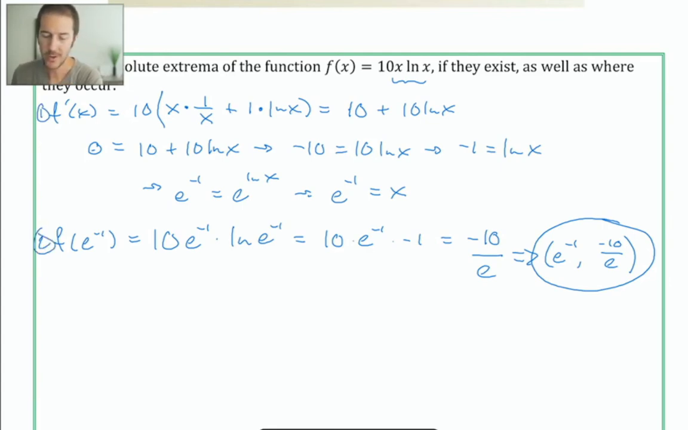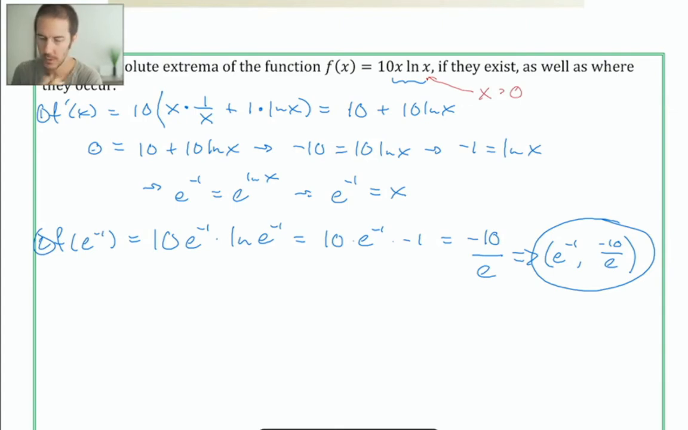And are there any restrictions on our original function sort of inherently? Can I take 10 and multiply it by whatever I want? Yes. Can I then multiply that by the natural log of whatever I want? No. Our x values must be strictly greater than 0. So I'm going to switch colors and come in here and put in a little note that says x must be strictly greater than 0.